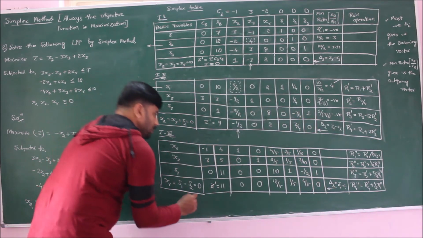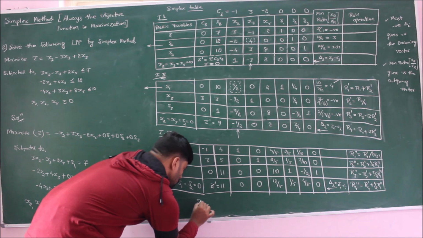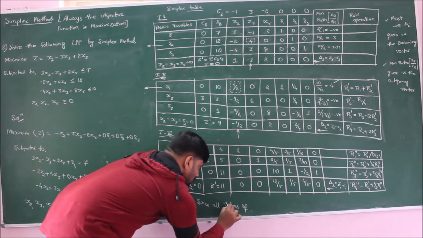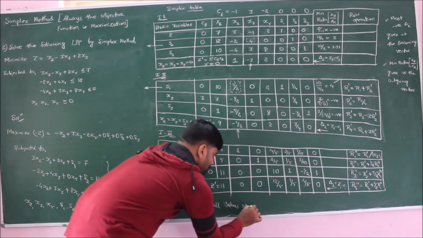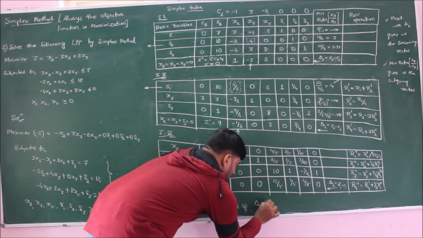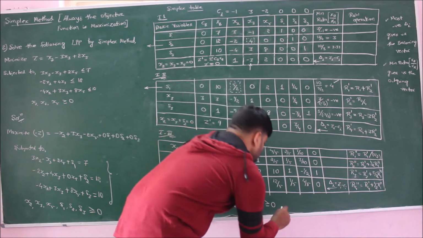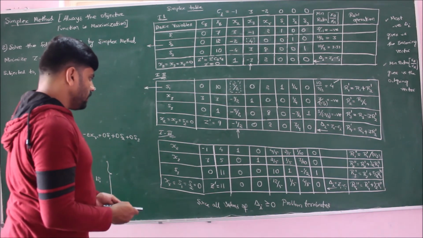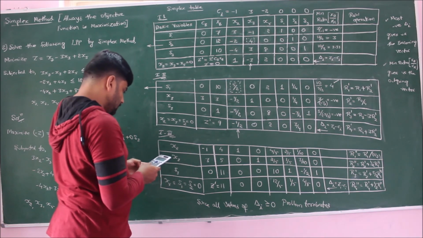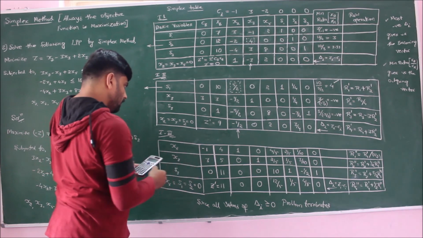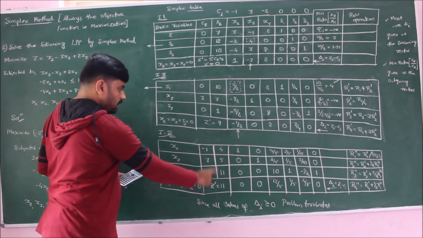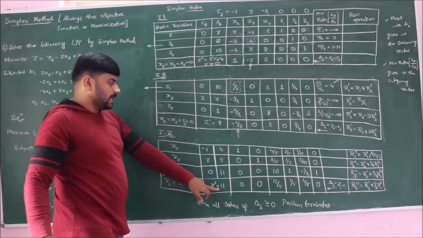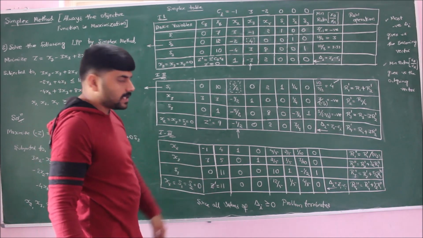So since all values of delta j are greater than or equal to 0, that is positive, the problem terminates. You can verify: minus 1 into 4 is minus 4, plus 5 into 3 is 15, which is equal to 11. So from the formula that z prime is equal to summation of CB XB also, we are getting the answer as 11. Therefore the calculation is correct.